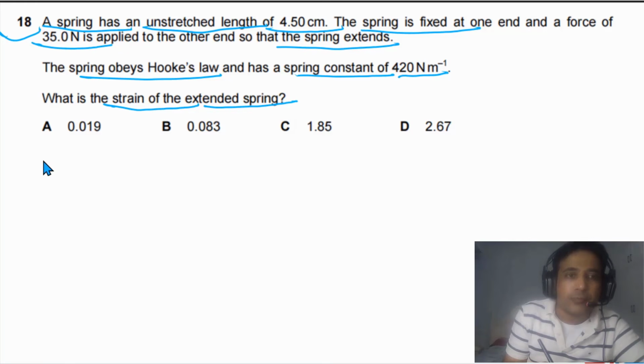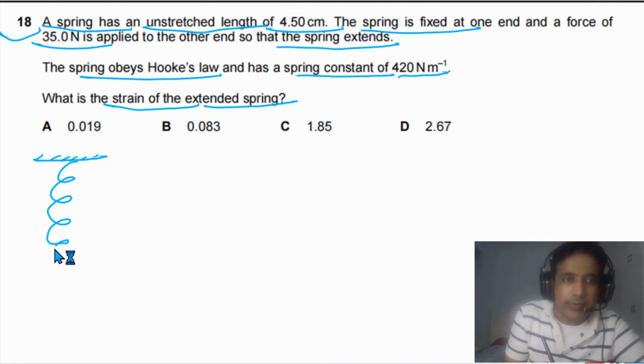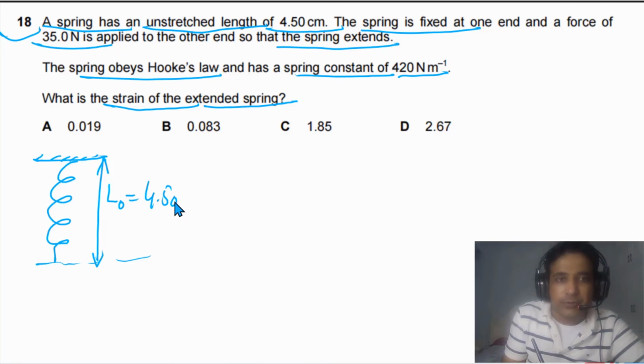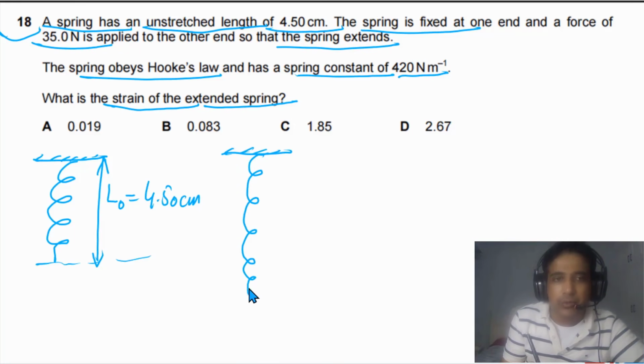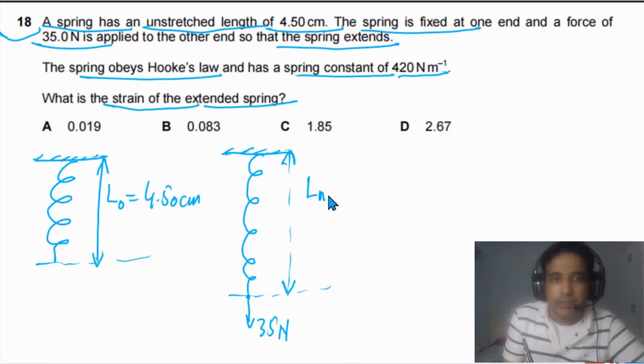So first of all, we can sketch so you can see the picture. We have an unstretched spring, and the length of this spring is given to us, that is L naught. We can say L naught is equal to 4.50 centimeters. This is given in the question. Now we apply a force on this spring, and that force is equal to 35 newtons. So we can find out the new value of L. We can say this is L new.